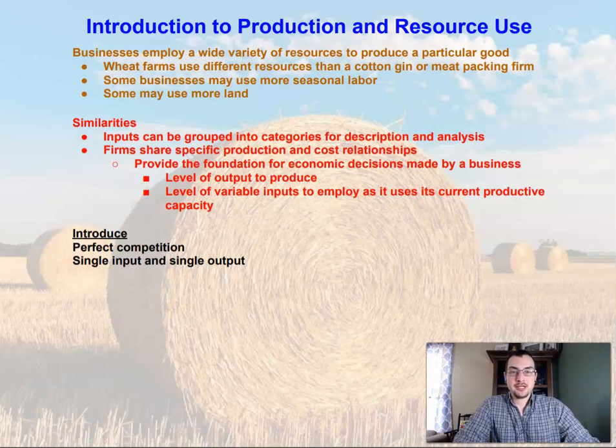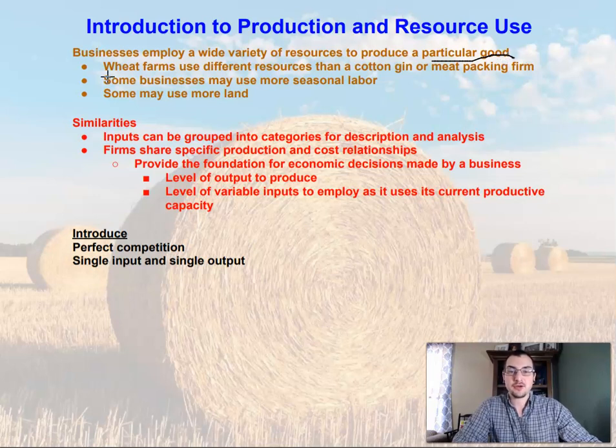Welcome to Chapter 6. If you haven't noticed by now, we're actually going to split Chapter 6 up into two different sections, 6.1 and then 6.2. What Chapter 6 is going to do is introduce production and resource use. Businesses employ a wide variety of resources to produce a particular good. Each business is going to use its own particular recipe, if you will, to produce that good.